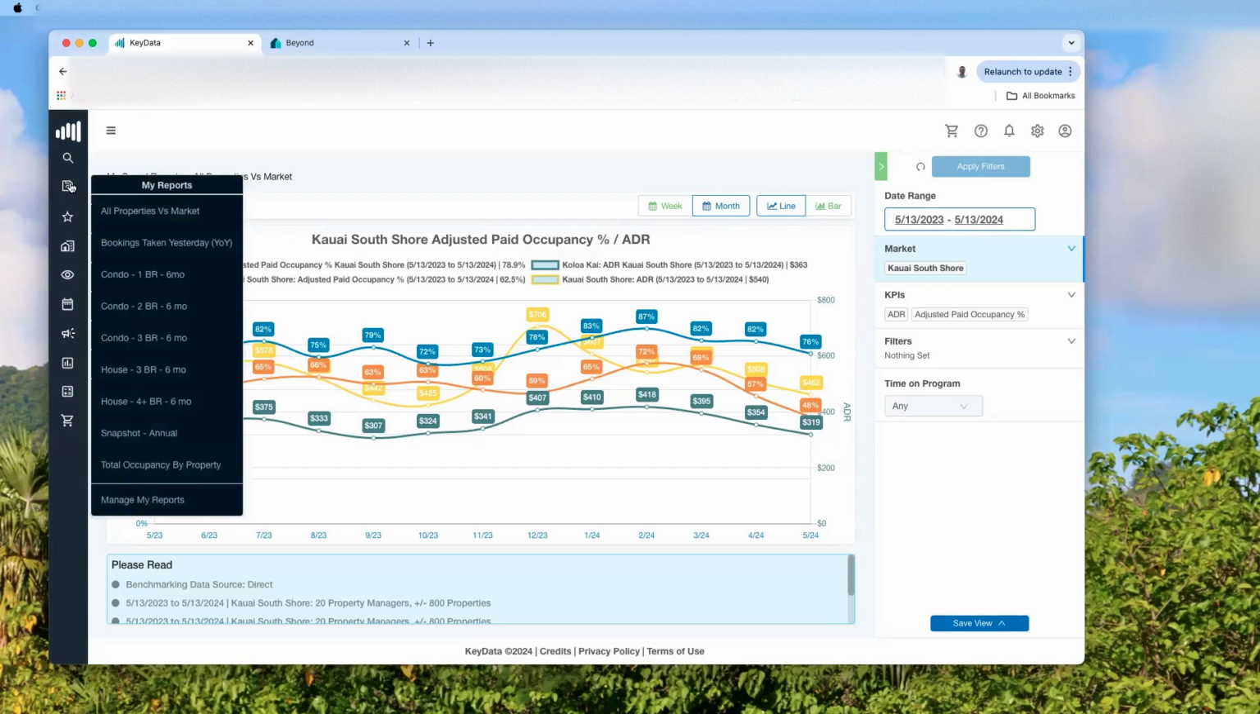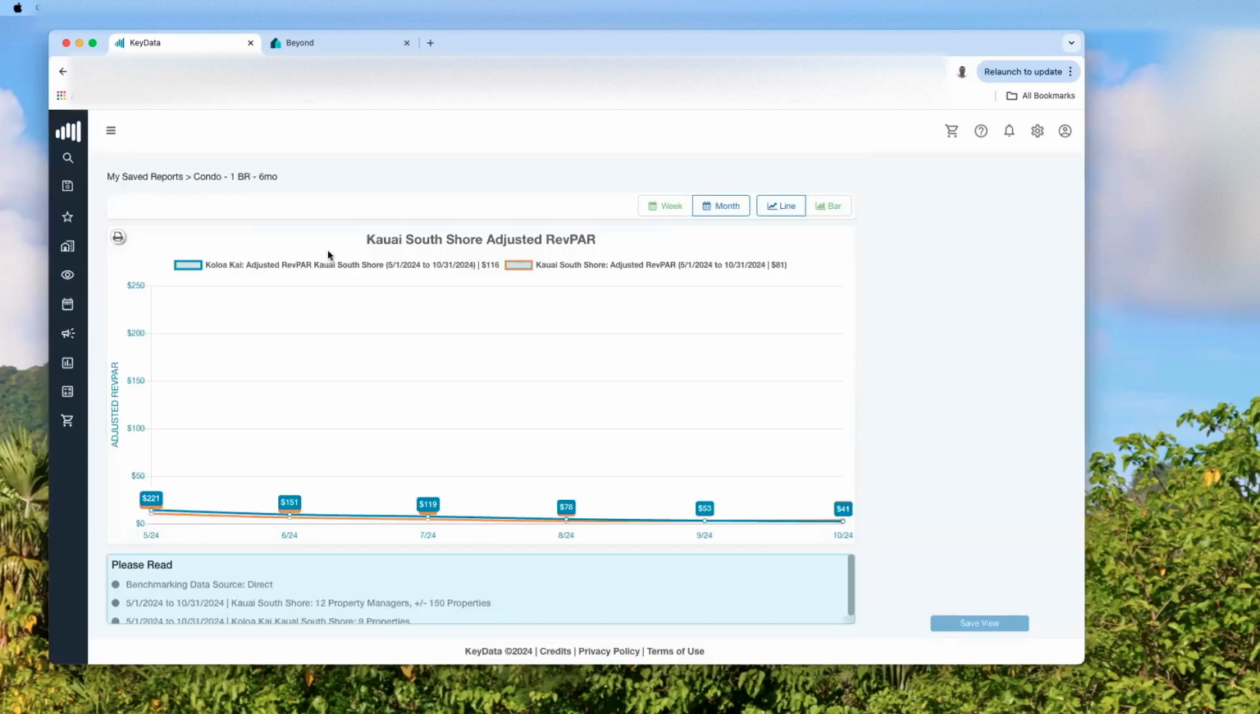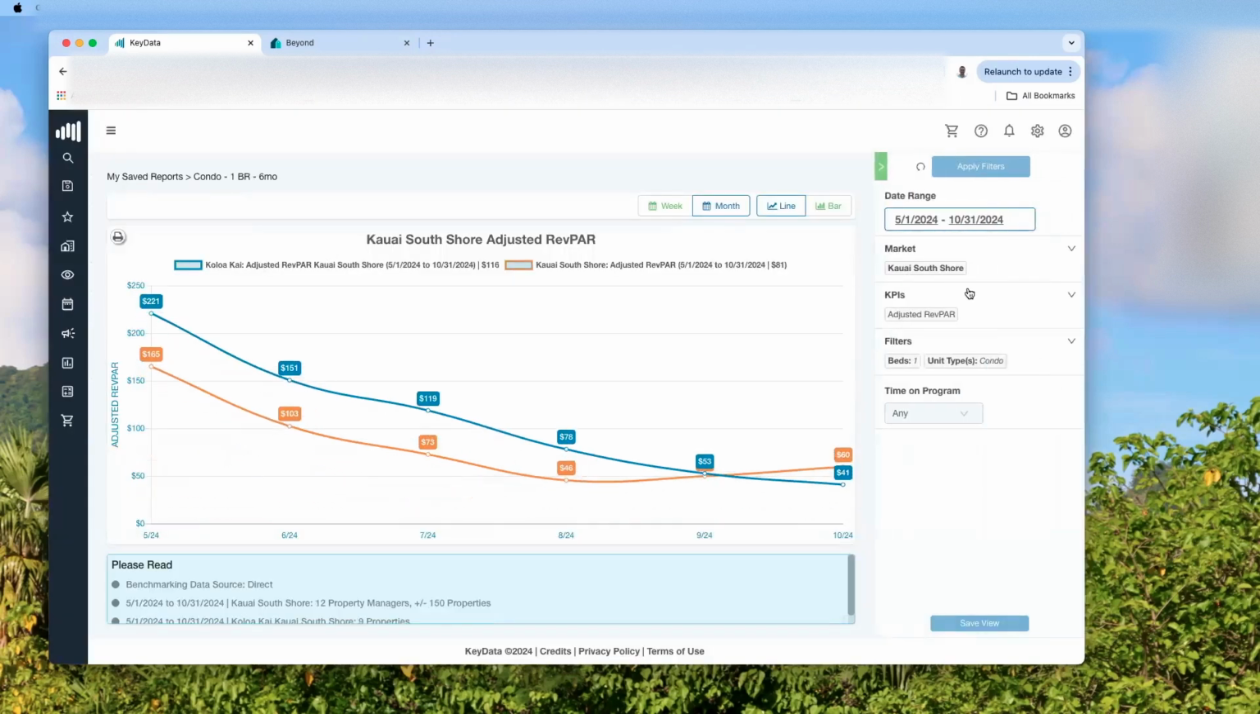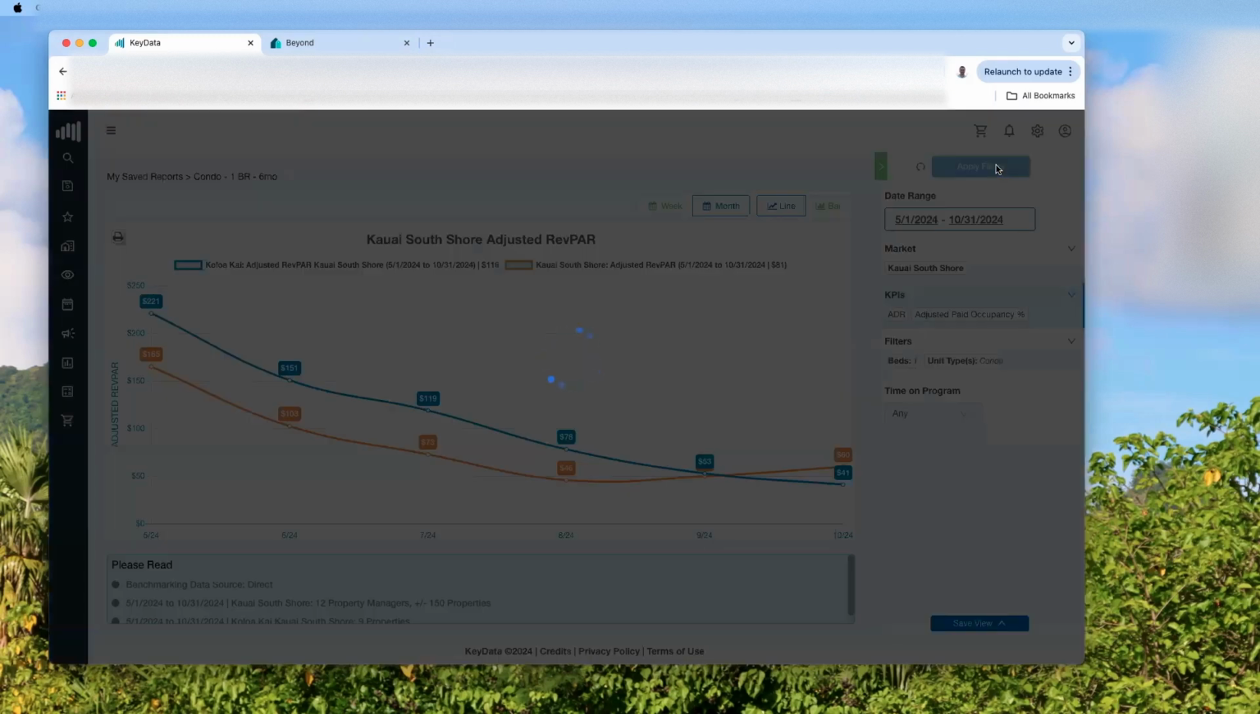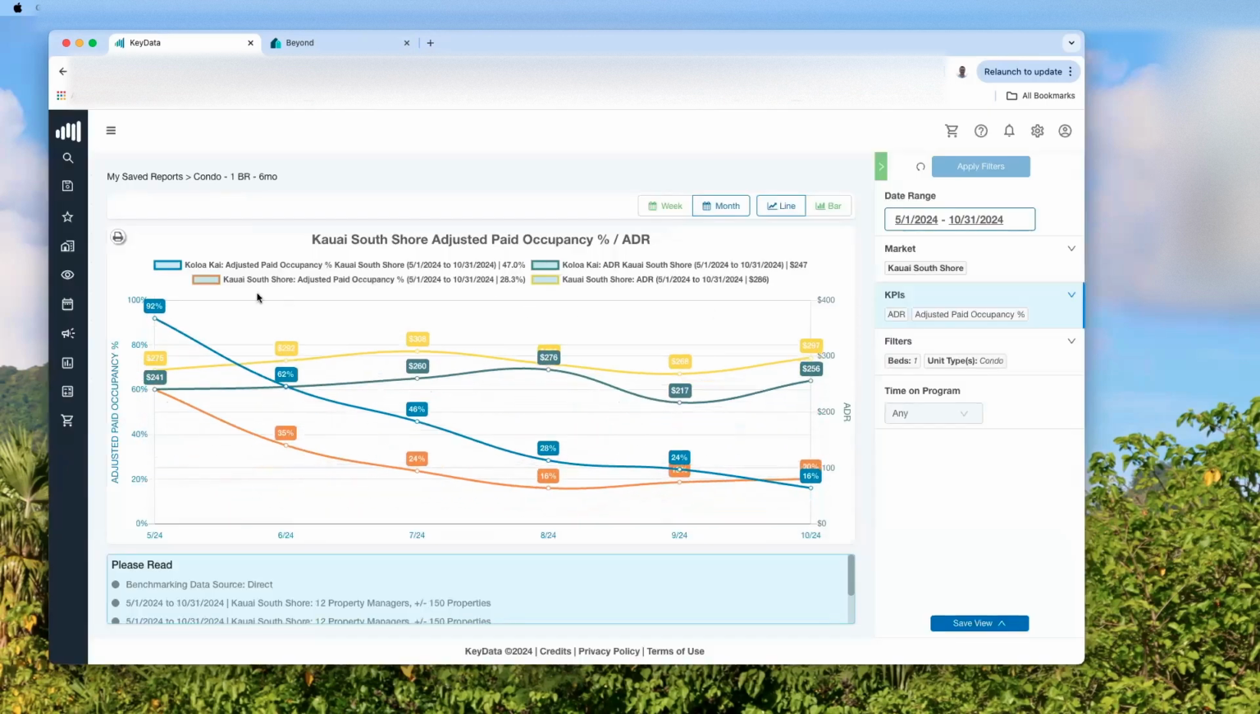What we do is go in and look at, say we start at the top with condo, one bedroom properties, and we typically look out for the next 6 months or so. The view we usually start with is looking at average daily rate and occupancy. The blue line is Koloa Kai's adjusted paid occupancy. The orange line is the market adjusted paid occupancy.